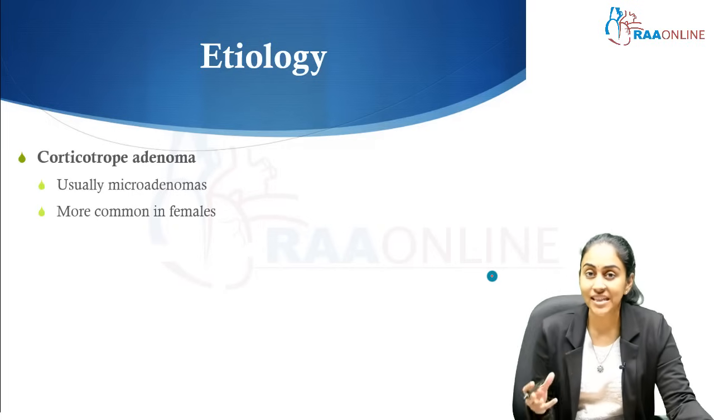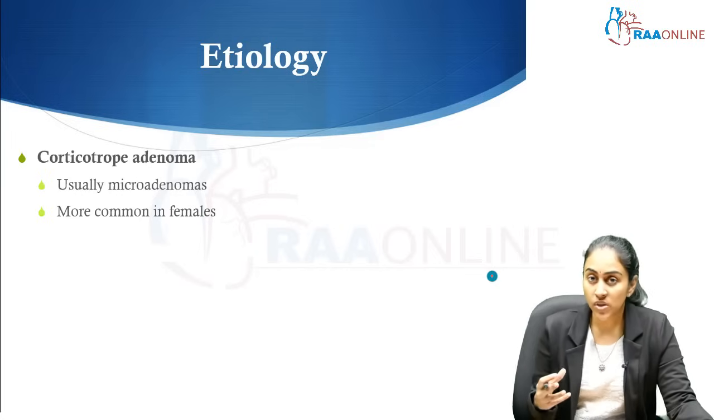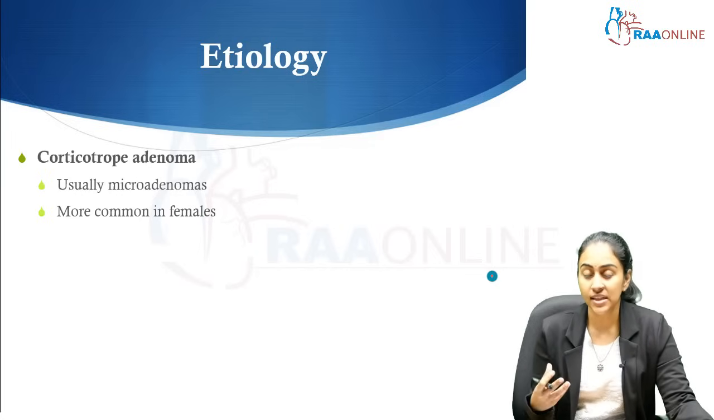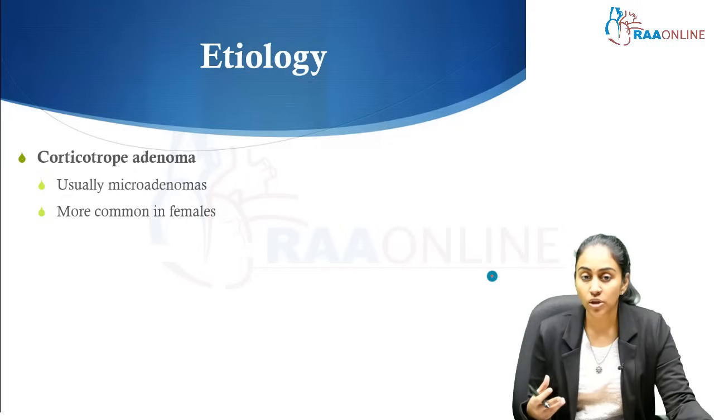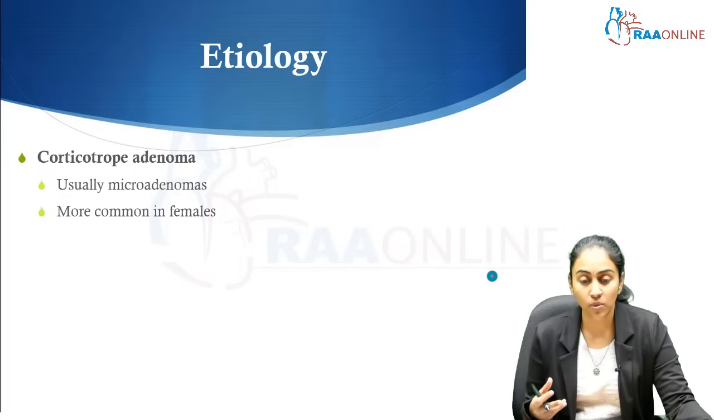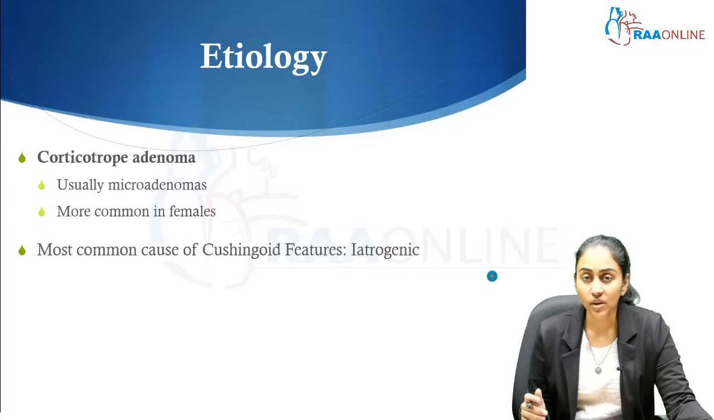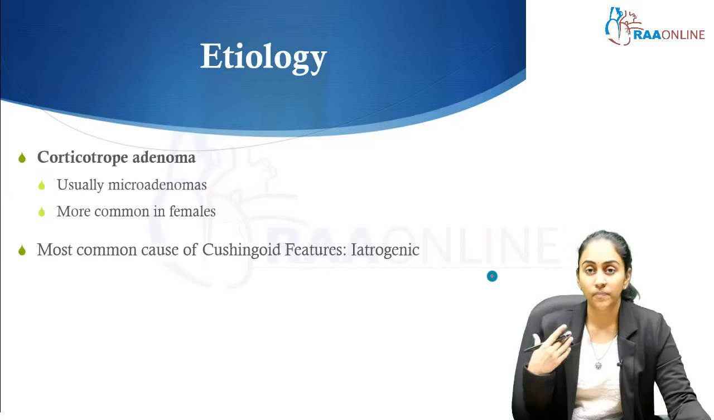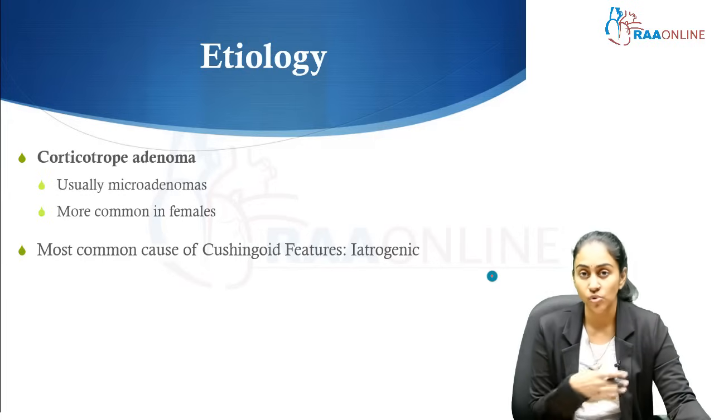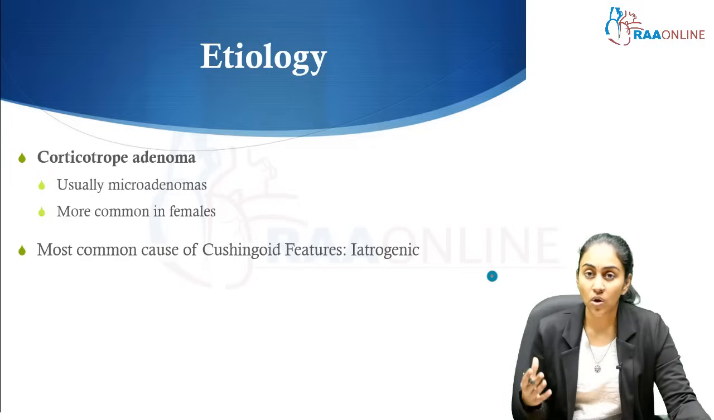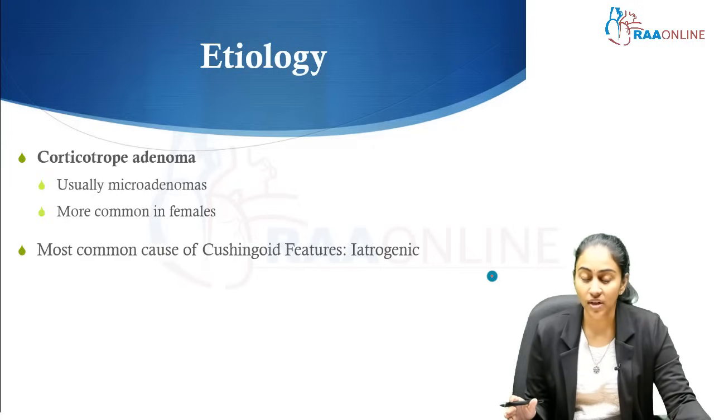When I say Cushing's disease, it refers to a pituitary tumor which secretes ACTH in excess, usually a corticotropic adenoma, which are usually microadenomas and more common in females, which results in Cushing syndrome. Cushing syndrome is when there are compatible clinical features: a moon-like facies, buffalo hump, purplish striae in the abdominal wall, proximal myopathy, osteoporosis, impaired glucose tolerance, increased blood pressure. All of this along with cortisol excess. This is the Cushing syndrome, right?